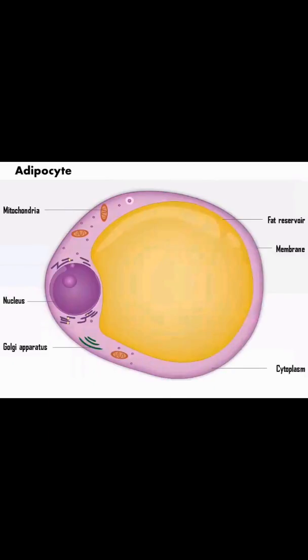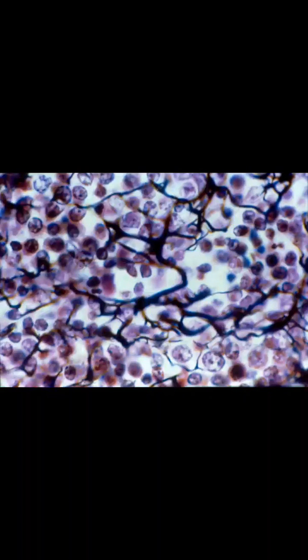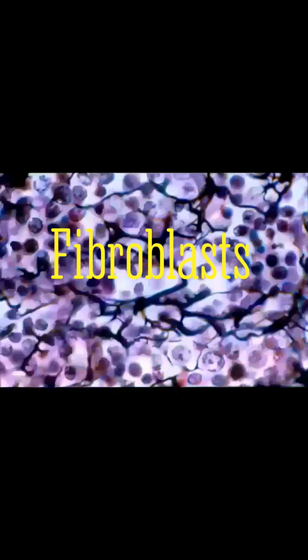This connective tissue subtype is called reticular tissue, and it contains reticular fibers that support various other cells, and it also is found in organs that clean the body, such as the spleen. And the types of cells that you will see in reticular tissue are called fibroblasts.